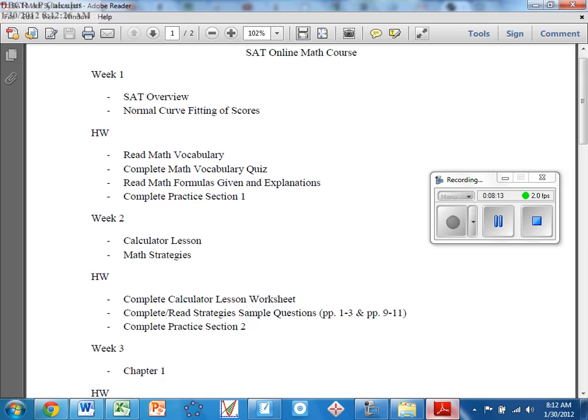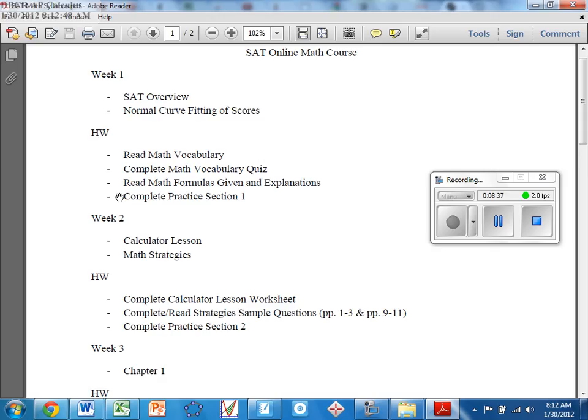So, again, you're going to read the math vocab, complete the math vocab quiz, and check your answers. Now, there's another document that has math formulas, all the formulas that are given to you, a sample, and then how you can use them. So another page of where you would use this formula. You'll see that's a 2-page document only. And then the last thing is to complete a practice section.